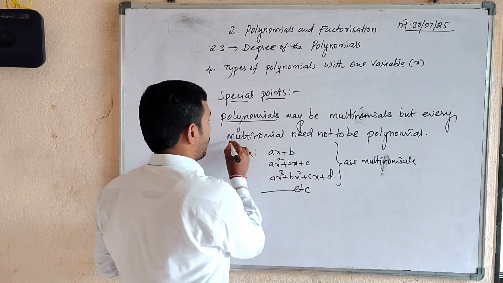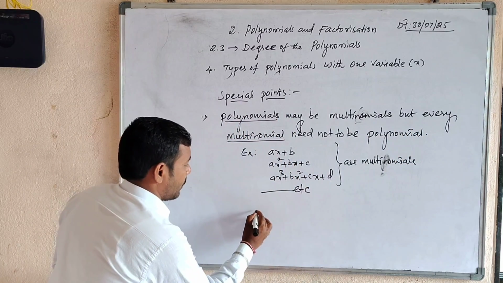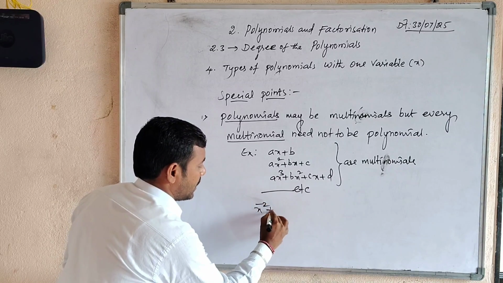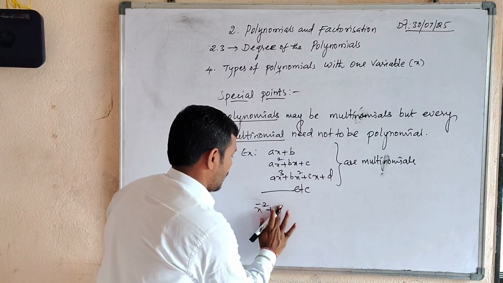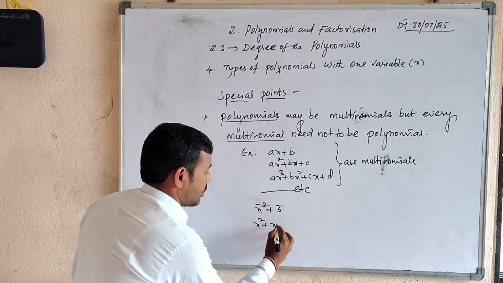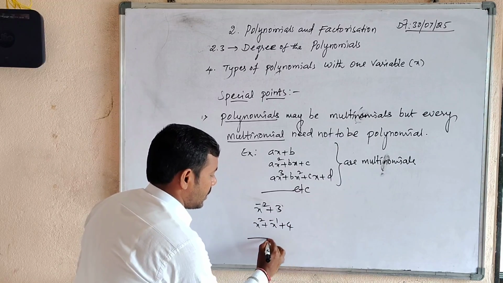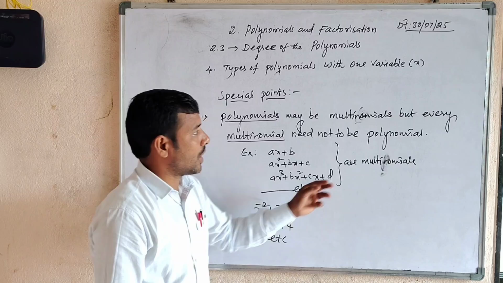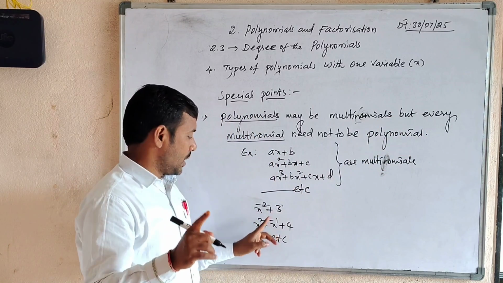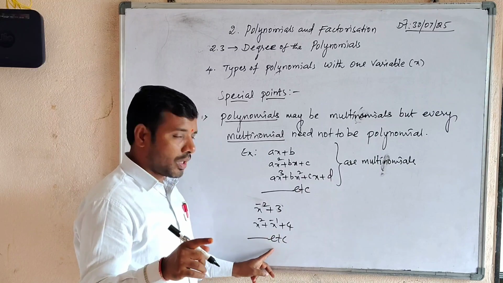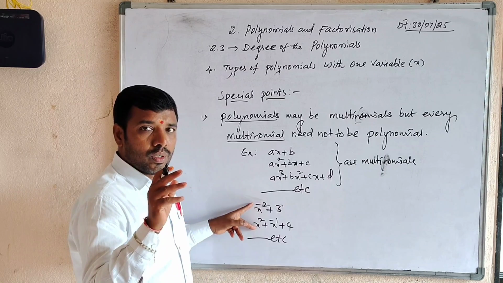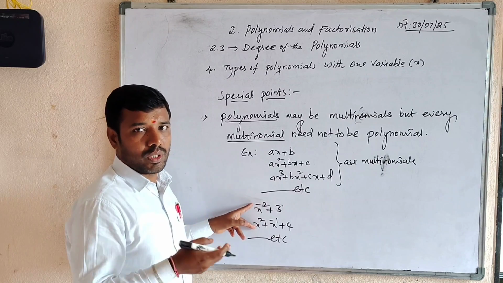But every multinomial, for example, suppose x square plus x power minus 2 plus 3. Now I want to give one more example: x square plus x to the power minus 1 plus 4. In such a way we can write many, which are called multinomials. How many terms are there? Two here, more than two there. These are multinomials because of two terms, or more than two terms.